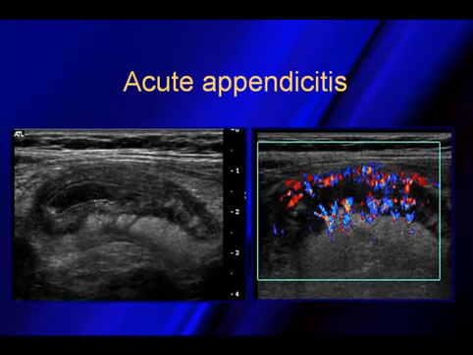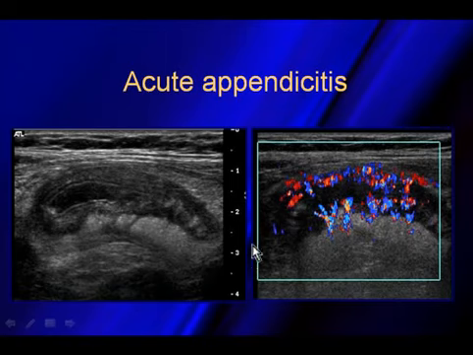You can see this is the same case, a grayscale image of it. Here's the appendicolith and distension of the lumen. You can also use color Doppler and look at the inflammatory hyperemia.